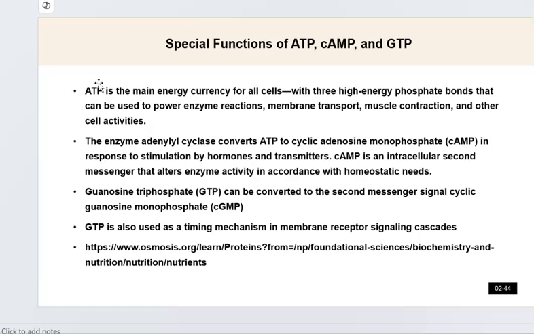The enzyme adenylyl cyclase converts ATP to cyclic adenosine monophosphate, which we call cAMP, in response to stimulation by hormones and transmitters. So cAMP is an intracellular second messenger that alters enzyme activity in accordance with homeostatic needs. GTP is our guanosine triphosphate, and that can be converted to the second messenger signal cyclic guanosine monophosphate, which is cGMP. So guanosine triphosphate, GTP, is also used as a timing mechanism in membrane receptor signaling cascades.